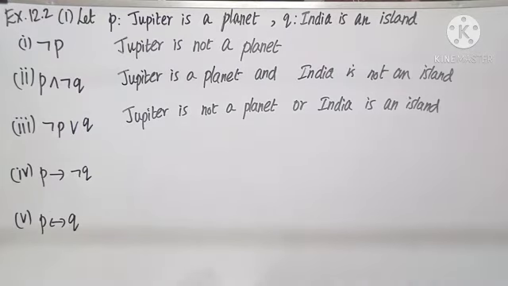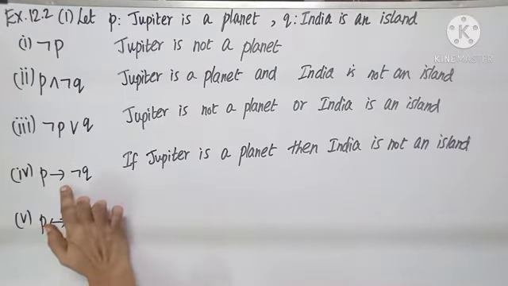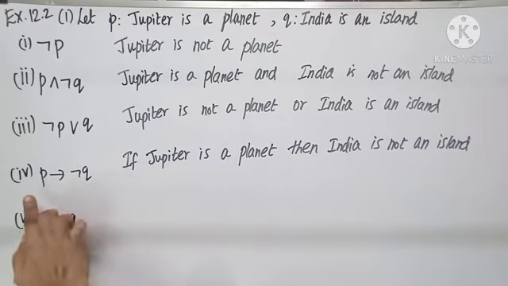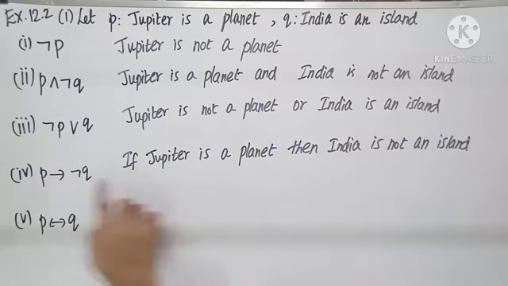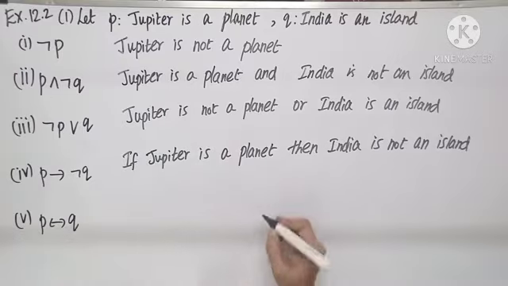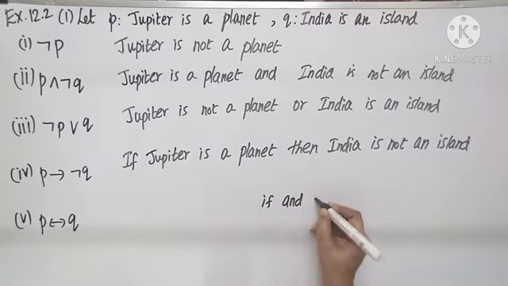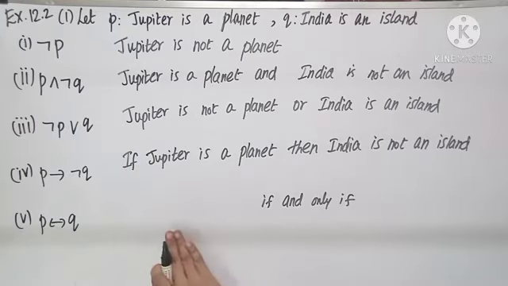Join and write it. So this symbol tells us if, then. If the first statement, then the second statement. If Jupiter is a planet, then not Q: India is not an island. Fifth one, double implies. How will you put double implies in words? If and only if. This tells us P implies Q, Q implies P. So for double implication, we put in words if and only if.